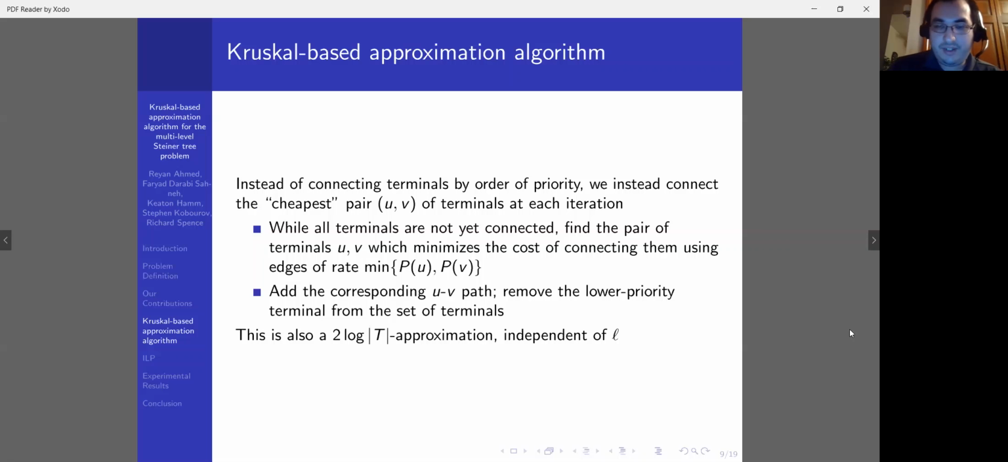In the next portion, Rayan is going to go over the integer linear programming formulations for this problem, as well as experimental results.